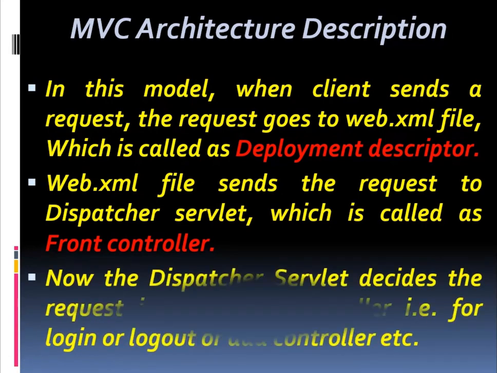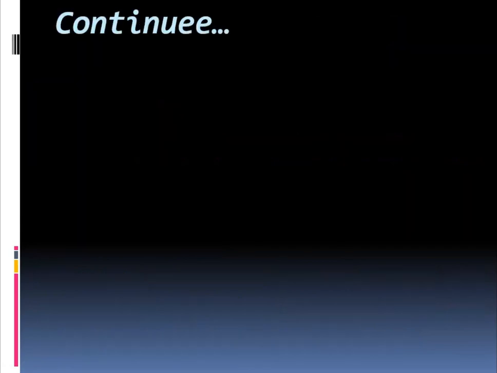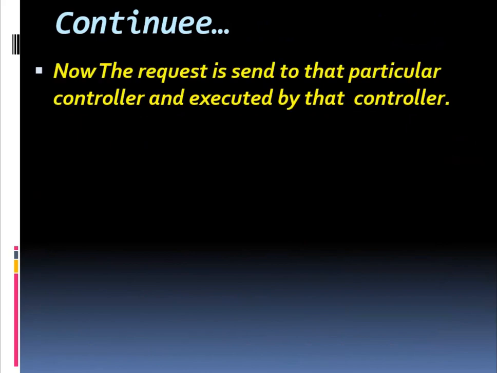Then the dispatcher servlet decides which controller the request coming from the user is for. That is, for the login controller, or the logout controller, or the add controller. Suppose there are many controllers. So the front controller, or dispatcher servlet, decides which controller the request is for, and according to that, the request is delegated to that particular controller.